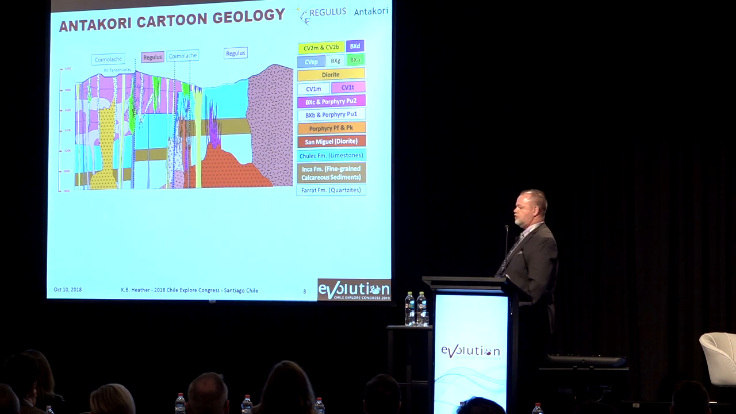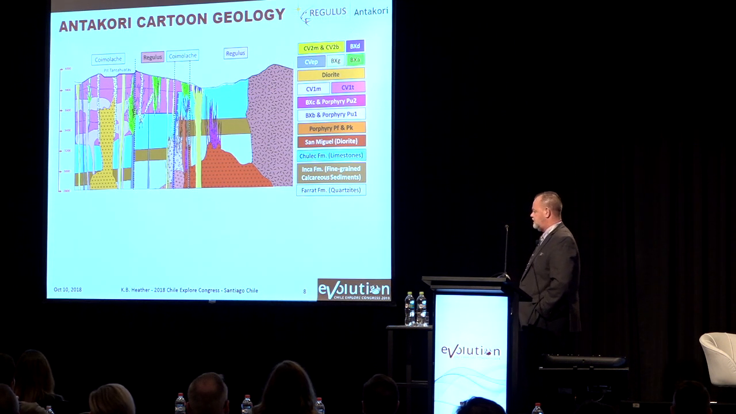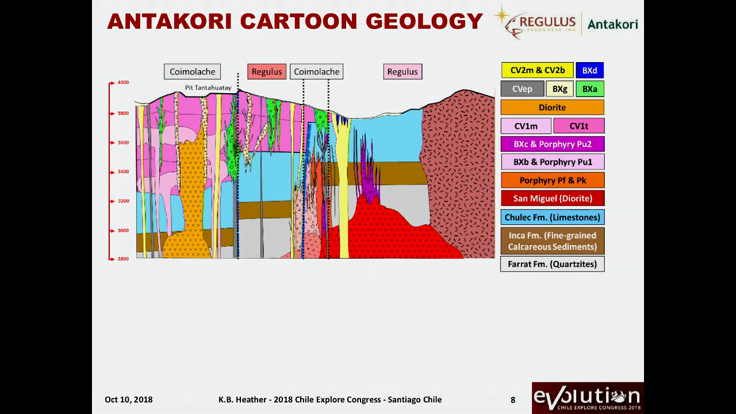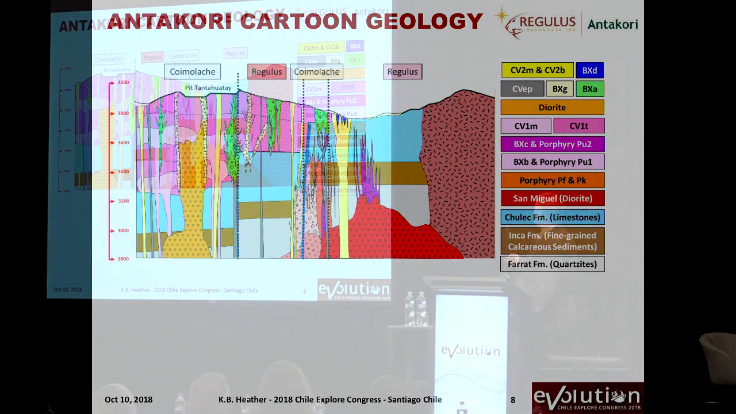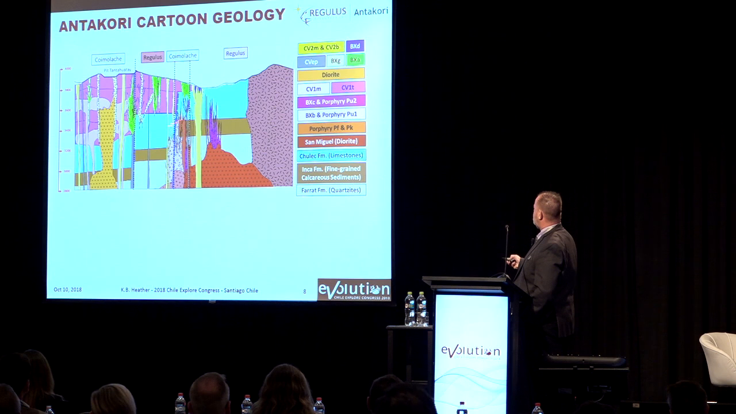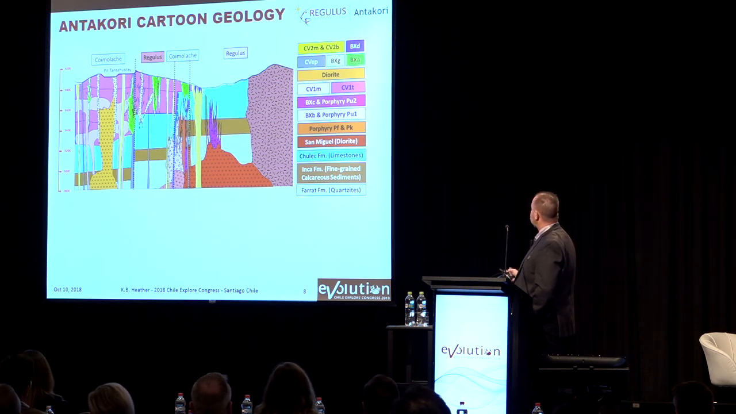Just a quick overview of the geology. I don't want to go into too much detail here, but effectively what we've got, this is a cartoon cross-section. We've got Miocene volcanic rocks shown here in the various shades of pink. Those are unconformably overlying Cretaceous sedimentary rocks, the limestones in blue, calcareous siltstones in brown, quartzites in gray, and those are intruded by a bunch of pre-unconformity porphyries and breccias, and then other intrusions that are post-unconformity and breccias that are related to the high sulfidation system.